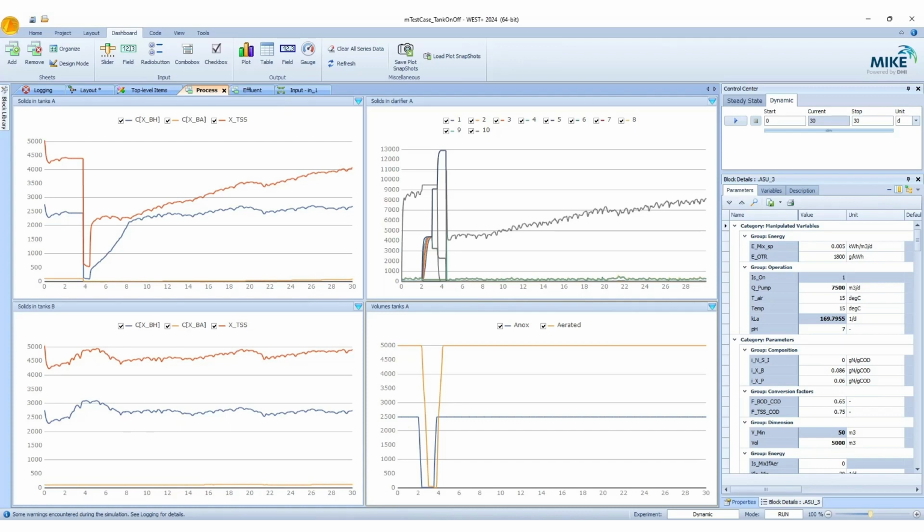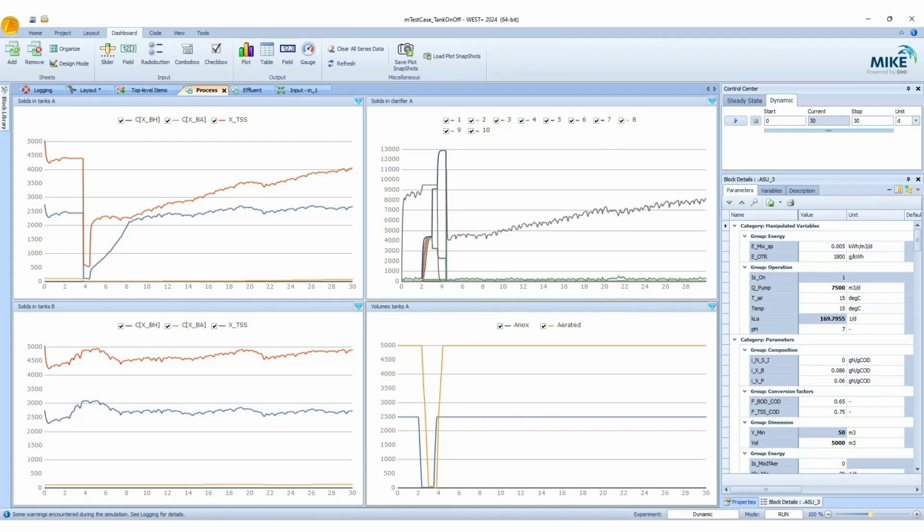We can also see that the sludge in the first train practically disappears. And once the train is put back in operation, it will take some time for the sludge to return to the previous steady state.